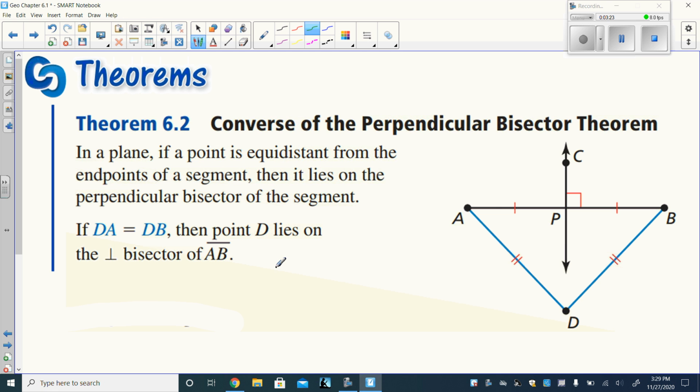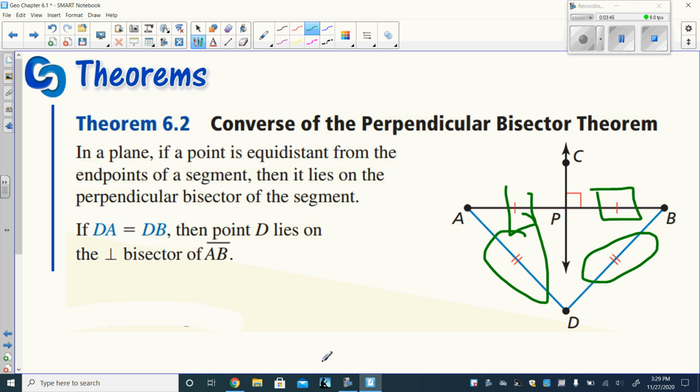Now, the converse of the perpendicular bisector theorem, so the opposite of what we just had: in a plane, if a point is equidistant from the endpoints of a segment, then it lies on the perpendicular bisector of the segment. So if I have a point that's equidistant from two other points, so if these two lines are congruent, it means that these two have to be congruent as well.